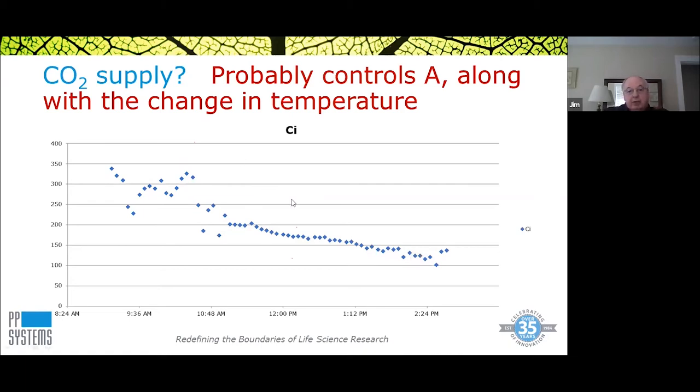And we just need to plug these Ci numbers into a photosynthesis model to see how well it predicts the change in photosynthesis. And part of the change probably could also be related to the big increase in leaf temperature. So that's one example of using diurnal curves.